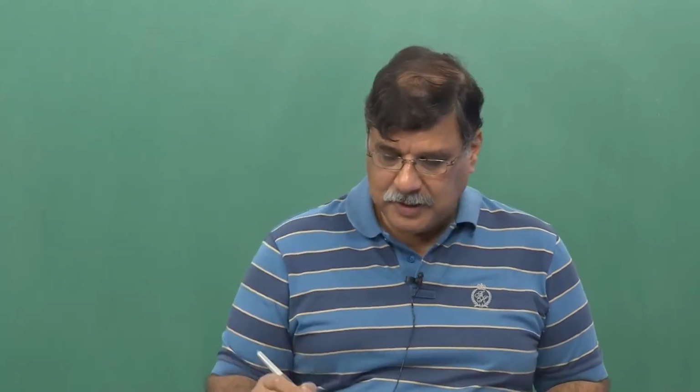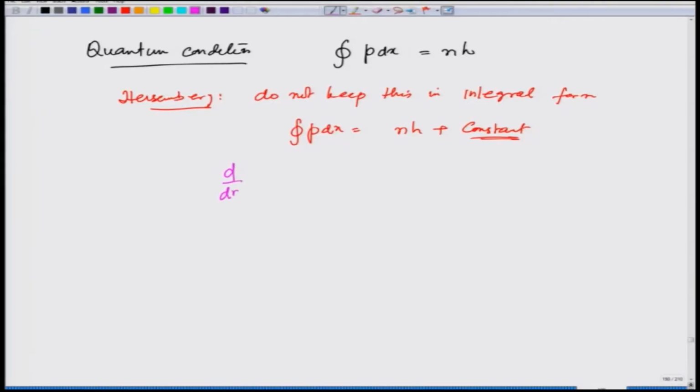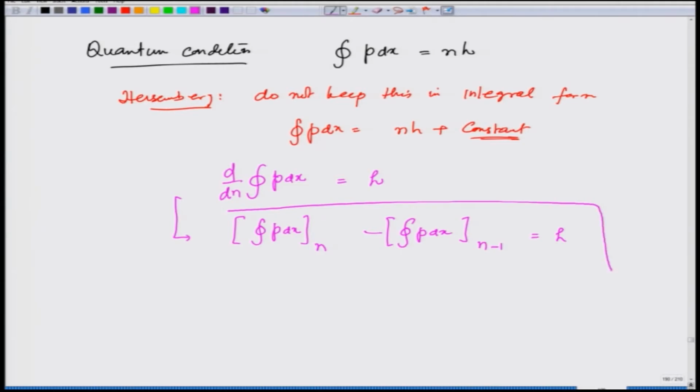And therefore, what he said is replace this by taking the derivative with respect to n on both sides, d/dn ∮p dx equals h. And once you integrate it, that constant may come out, which would, in the quantum mechanical sense, mean that ∮p dx for n minus ∮p dx for n minus 1 is equal to h. This is what he first replaces the quantum condition by. And now we are going to derive this in terms of c and omega. So let us do that now.